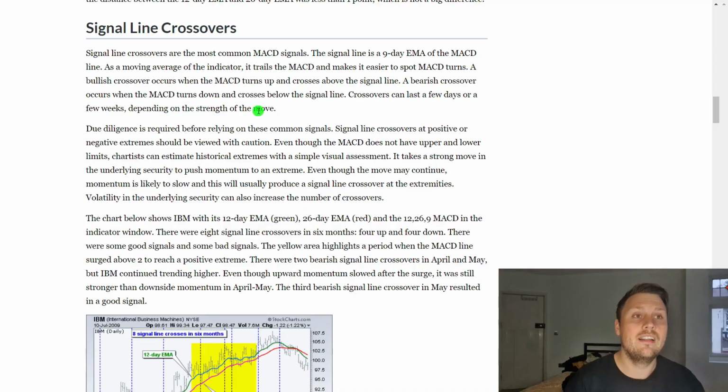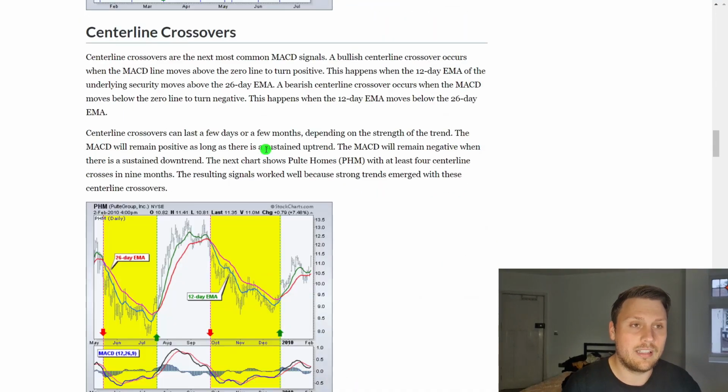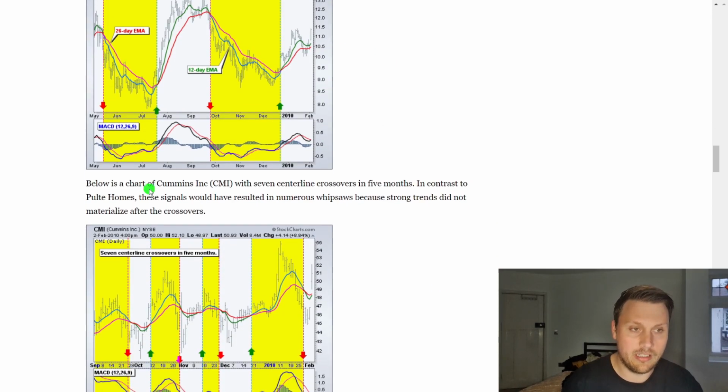So what is this? Well, this is a signal line crossover. That's not one, sorry. That is a centerline crossover. A bullish centerline crossover occurs when the MACD line moves above 0 and turns positive. This can last days or months, and the MACD will remain positive as long as there's a sustained uptrend, which I suppose is the key thing there. It's sustained. These resulting signals work well because strong trends emerge with these centerline crossovers.